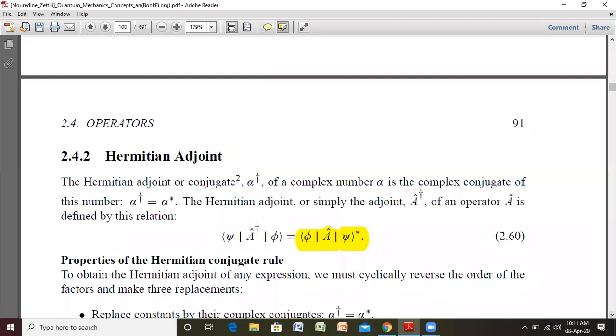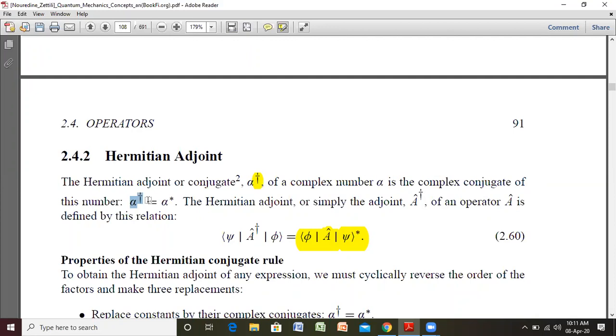Hermitian adjoint or conjugate, if we take it for a complex number, is just the complex conjugate of the number. For example, we take A dagger. We represent the Hermitian adjoint by the sign dagger. This sign is called the dagger sign, just like a sword. So A is some complex number. A dagger, or the Hermitian adjoint, is represented by the dagger sign, and for a complex number it is the complex conjugate of that number.